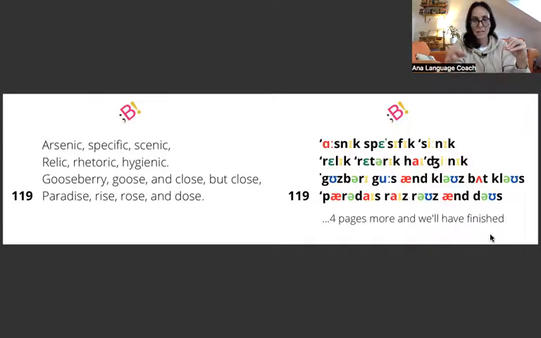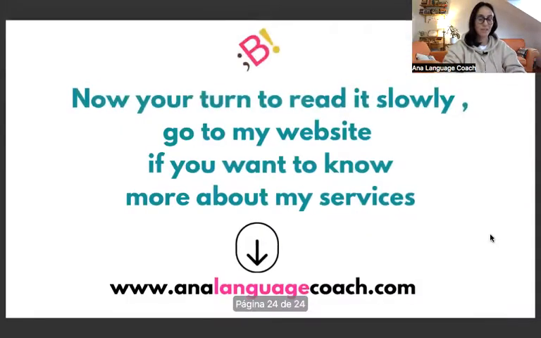Then we have paradise, rice, rose, so rosa, rose, and dolls. And there are 4 pages more and we will have finished. So till here, the 10 different paragraphs that I wanted to read again with you to review the phonetics.